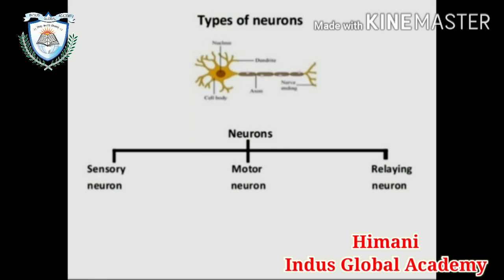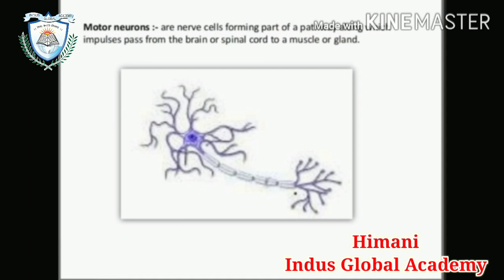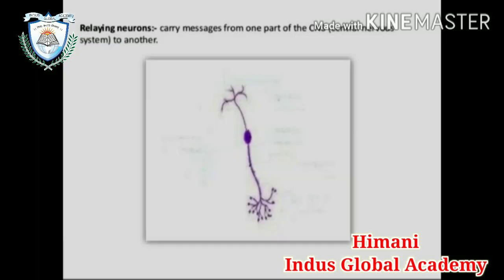There are basically three types of neuron: first, sensory neuron; second, motor neuron; third, relay neuron. Sensory neurons are the nerve cells within the nervous system which are responsible for converting external stimuli from the organism's environment into internal electrical impulses. Motor neurons are nerve cells forming part of the pathway along which impulses pass from the brain to muscles or glands. Relay neurons carry messages from one part of the CNS to another part.